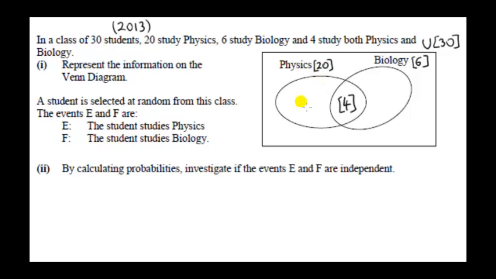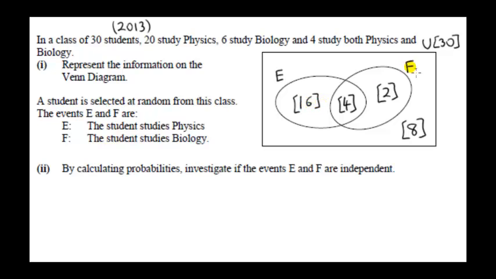So with 20 in total here, we must have that 16 students study physics only. Since 6 students in total study biology, 2 of them study biology only. Now in total we have 30 students. Notice here that from these 3 regions we have 22 students accounted for, which means that 8 students must study neither physics nor biology.